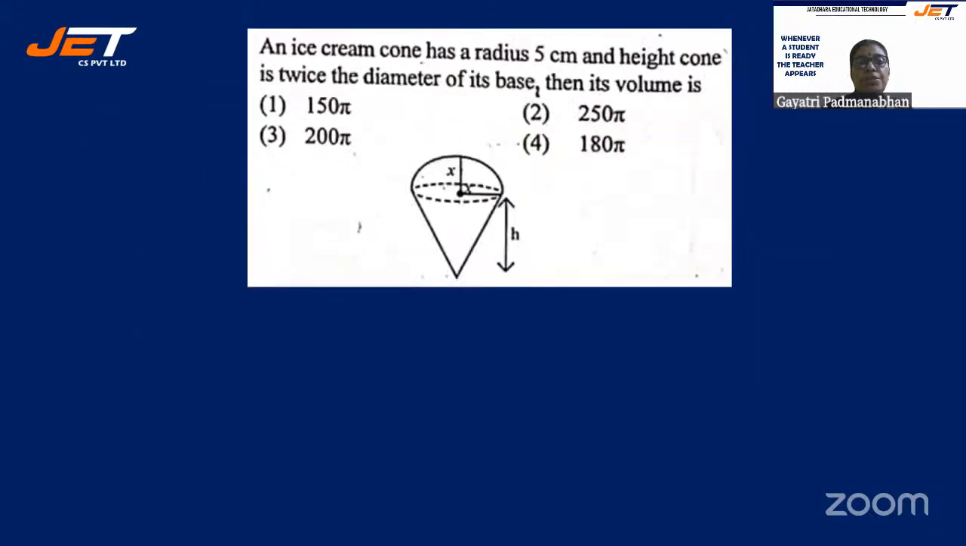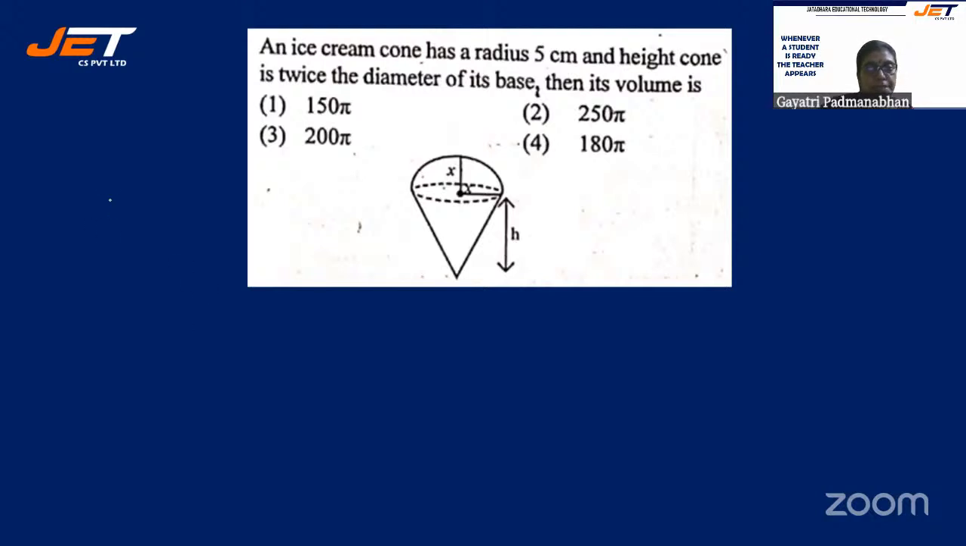See the next question. An ice cream cone has radius 5 centimeter. Height of the cone is twice the diameter of its base. Then what is the volume? All right. See.